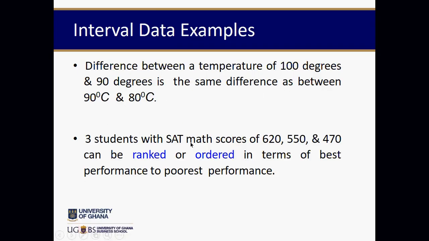So 3 students with start math scores of, let's say, 620, 550, and 470 can be ranked or ordered in terms of best performance to poor performance, right? So this can be best, normal performance and then worst performance, something like that.